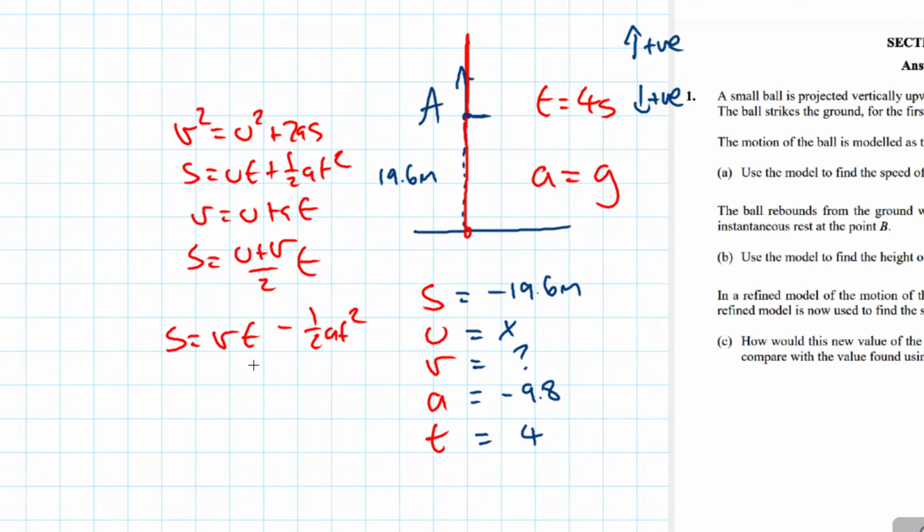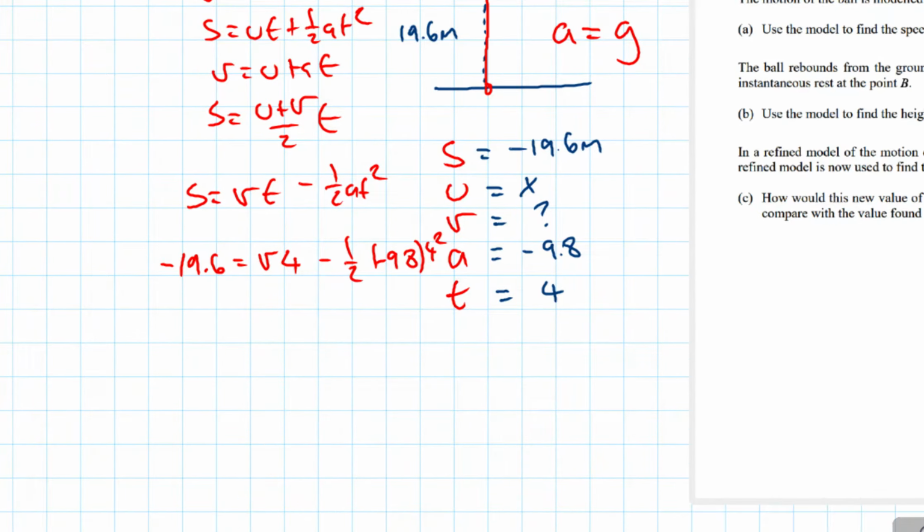So here what we can do is just plug in the numbers. S is minus 19.6, V we don't know. So it would just be v times 4 minus a half times minus 9.8 times 4 squared. From here we just sort out our equation so it looks a bit nicer. So that's 4v minus a half times 9.8 times 16. On the calculator, minus 0.5 times minus 9.8 times 4 squared is equal to 78.4.